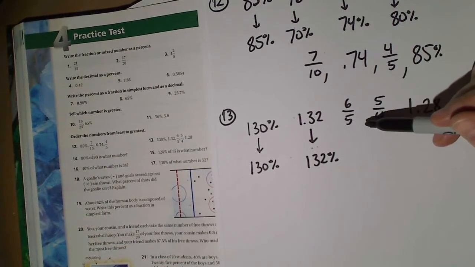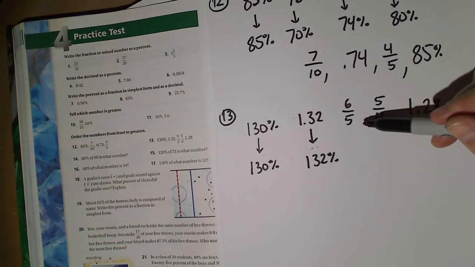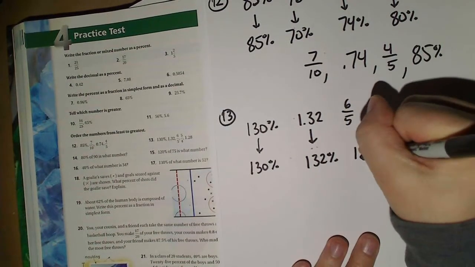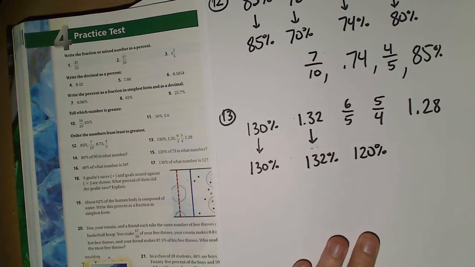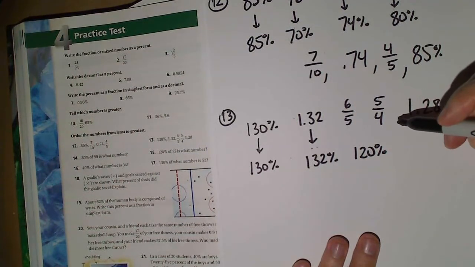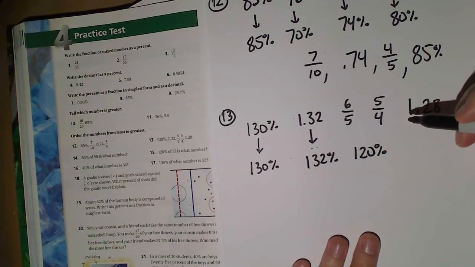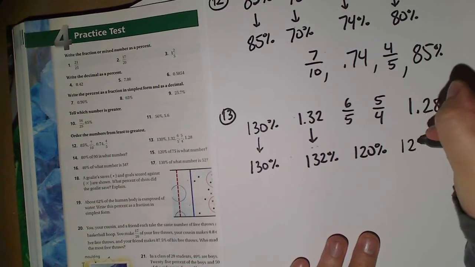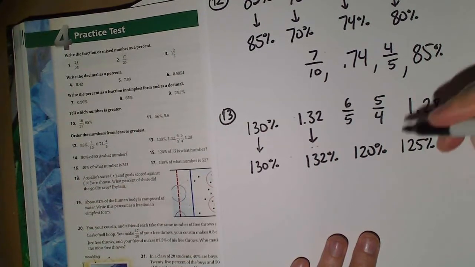6/5. Now I know my fifths are all 20s. 1/5 is 20%, 2/5, 40%. So 6/5, I know this, is going to be 120%. If I didn't know that, I could always work it out mathematically, right? 5/4, I know my fourths are all going to be 25%, right? 1/4 is 25%, 2/4 is 50, 3/4 is 75, 4/4 is 100, and 5/4 would be 125%.